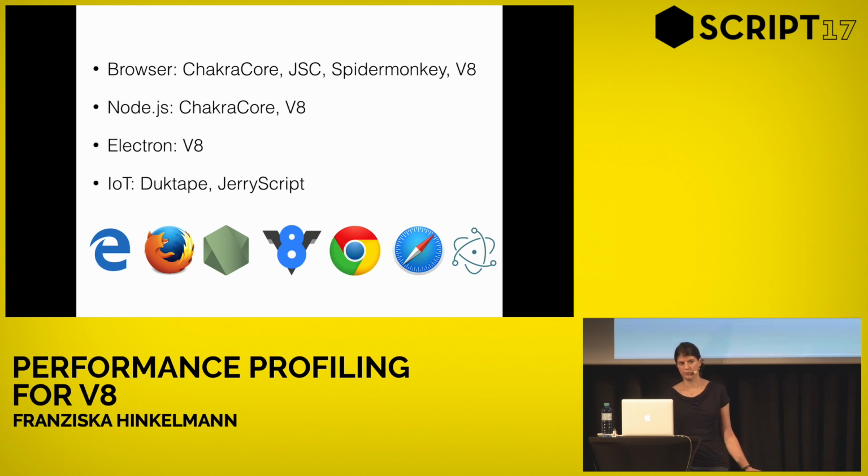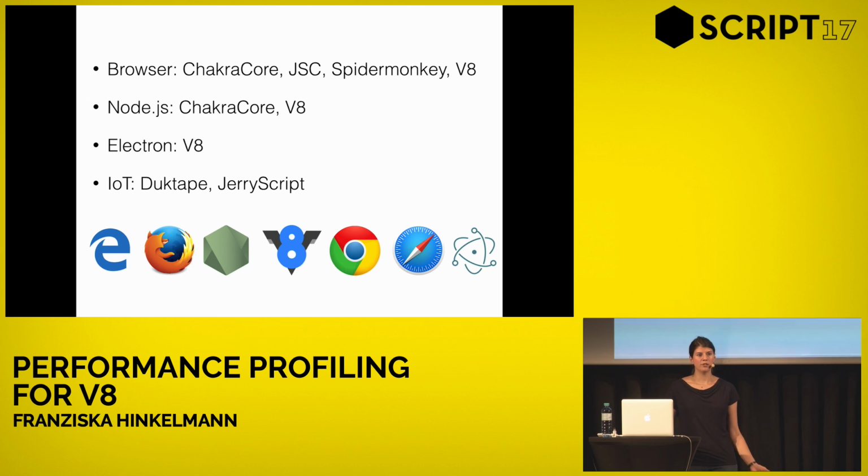But we know there are more places than just the browser where you find JavaScript. Obviously there's Node.js. By default, Node comes with V8, but you can install a Node that has Chakra Core as its engine. And then we saw Felix's great talk on Electron. It relies on Node and Chromium, so there you also have a V8 engine hidden.